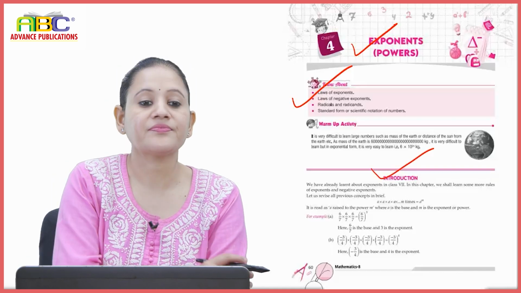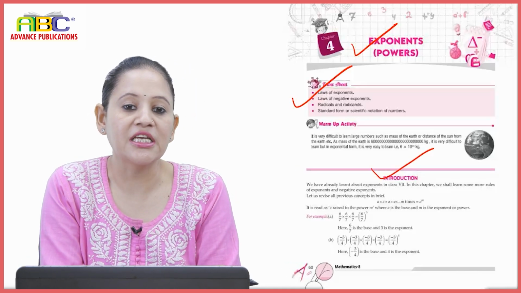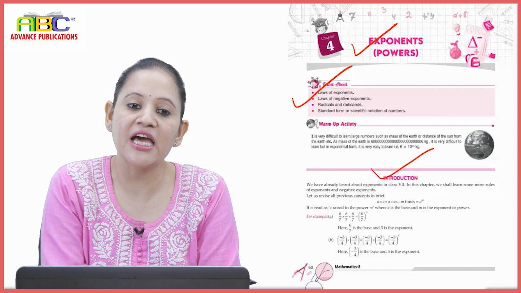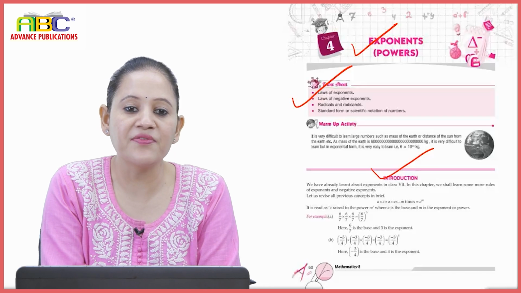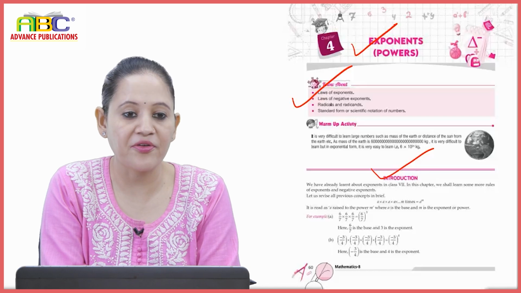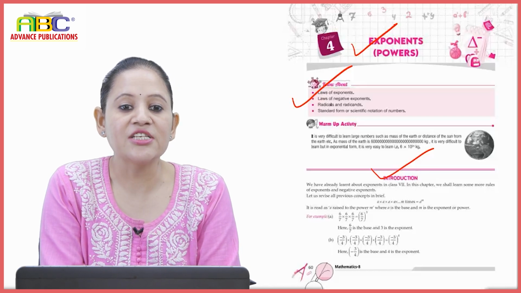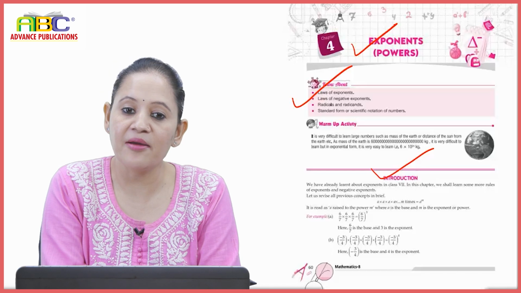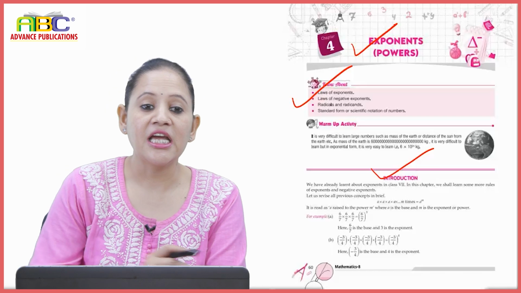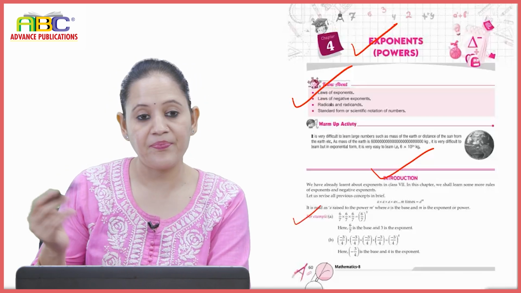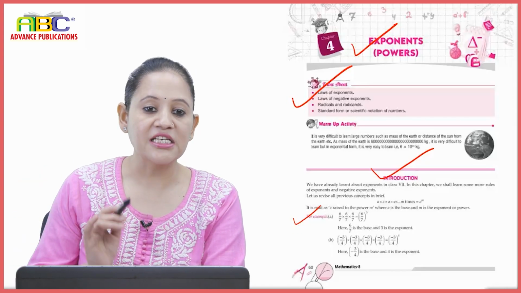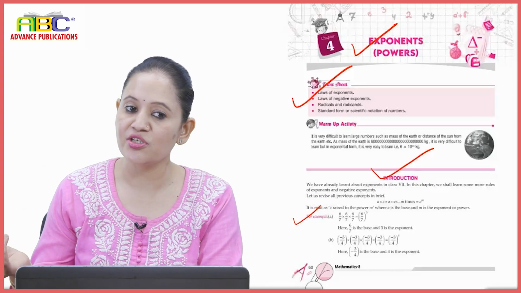Next, introduction. So we have already learned about the exponent in class 7th. In this chapter, we shall learn some more rules of exponent and negative exponent. Let us revise all the previous concepts in brief. A multiplied by A m times is equal to A raised to the power m. It is read as A raised to the power m, where A is the base and m is the exponent or power. For example, 6 upon 7 into 6 upon 7 into 6 upon 7, 3 times, so we can write it as 6 upon 7 to the power 3. Here 6 upon 7 is our base and 3 is the exponent or power. Clear?